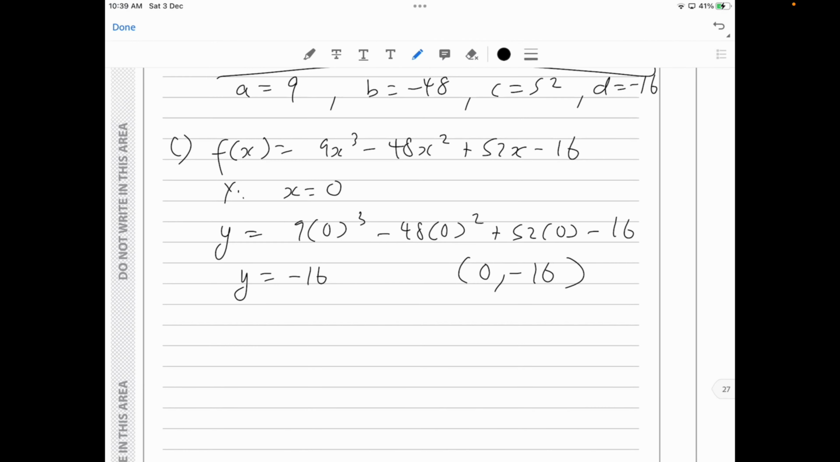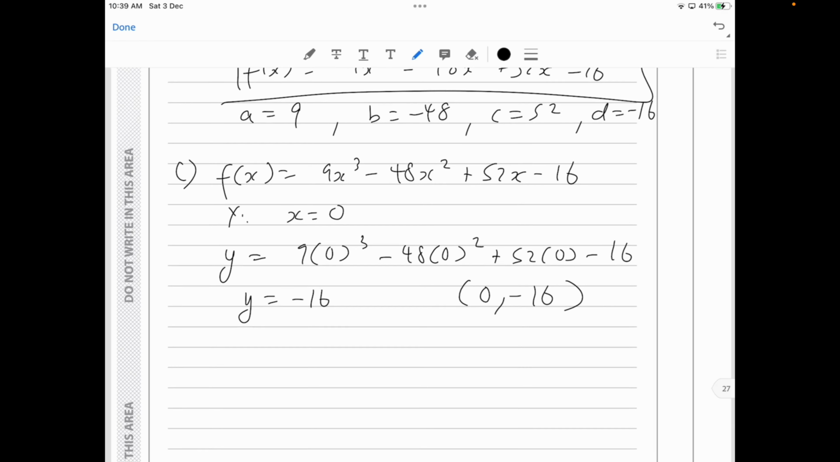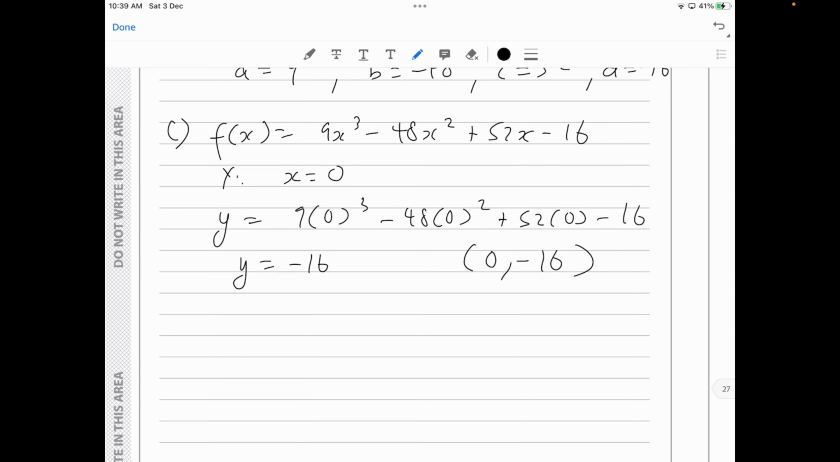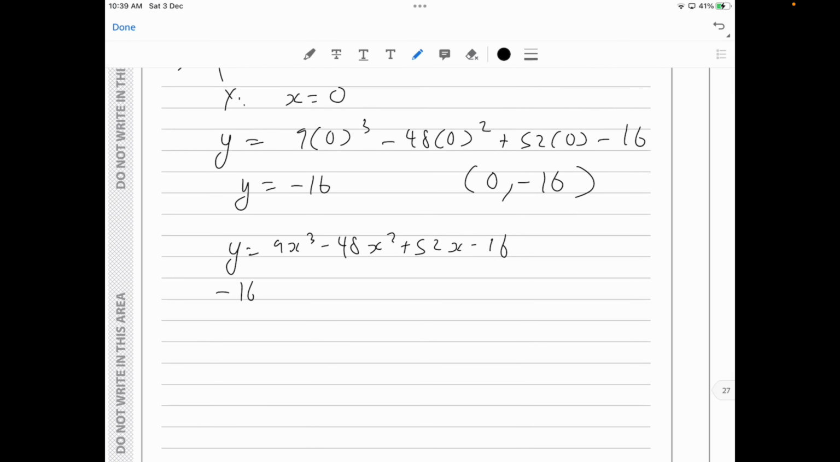Now that we have found our y value, all we need to do, using the same equation, is find the values of x and equate this. Since f of x is just another way of saying y, y is equivalent to 9x cubed minus 48x squared plus 52x minus 16. We use y equals negative 16, so negative 16 equals 9x cubed minus 48x squared plus 52x minus 16. If we bring it to the other side, they cancel out each other.